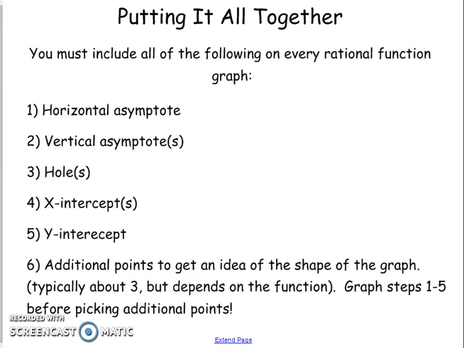Now, typically, you need about 3, but it really depends on the function. Sometimes you might not need any additional points. Sometimes you'll need 5 or 6 points. Sometimes you'll need 1 or 2. So once you get 1 through 5, you're going to graph all of that first, and then we'll decide what additional points we need. So let's jump into one.